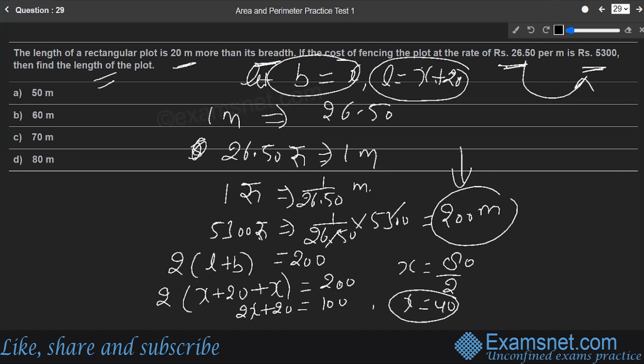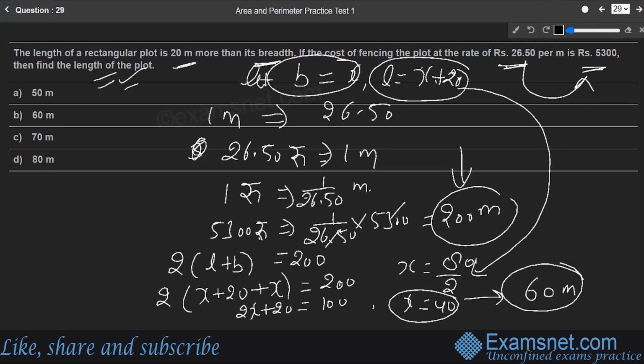What he wanted us to calculate is the length of the plot. Length we had assumed to be x plus 20, so it has to be 40 plus 20, that is 60 meters. So the actual length of the particular rectangular plot is 60 meter. It is available in option number B, so that becomes the right answer there.